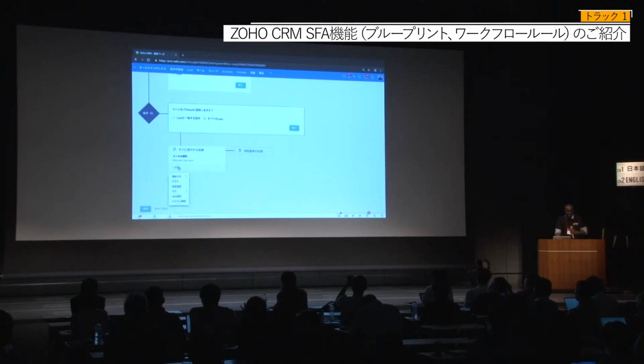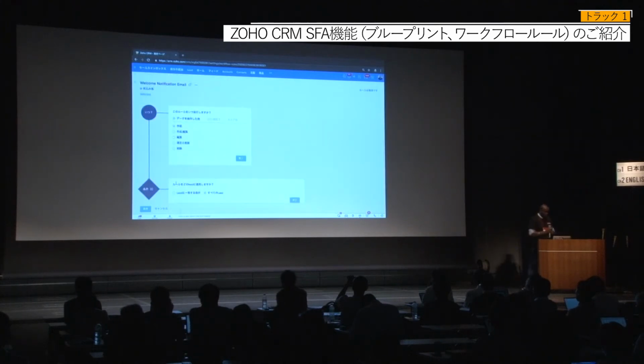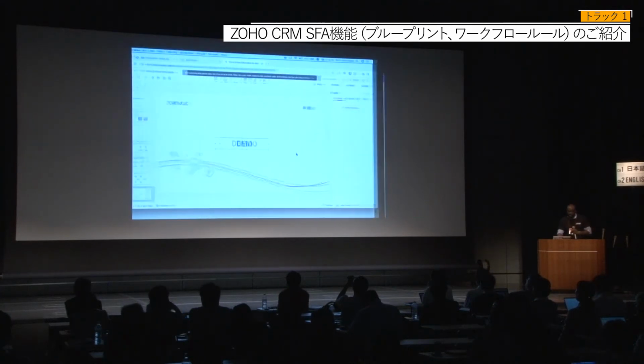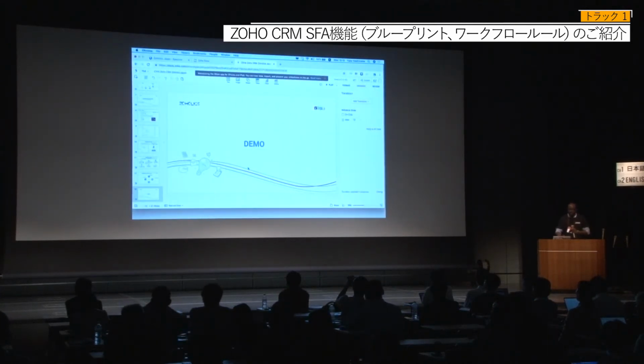And here, these are the actions that can be associated. I have already associated a welcome email. Likewise, you can associate a task. As I told you before, a task can be assigned, or a webhook can be called, or a custom function can be associated. So that's all about configuring a workflow rule.